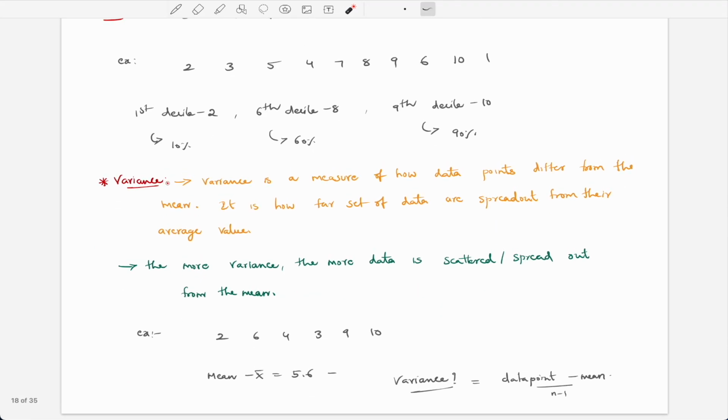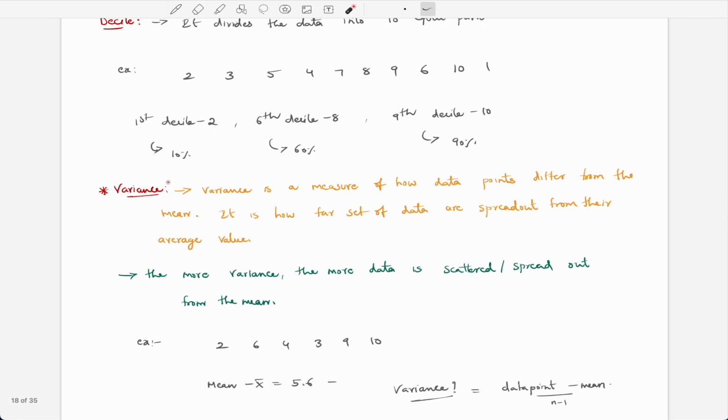In the previous lecture we discussed the quartiles; in that we discussed the percentiles, quartiles, and deciles. Today we're going to discuss something known as the variance. So what do you mean by variance? First I just want you to research what variance is. After this lecture, I want you to research what variance is and all.